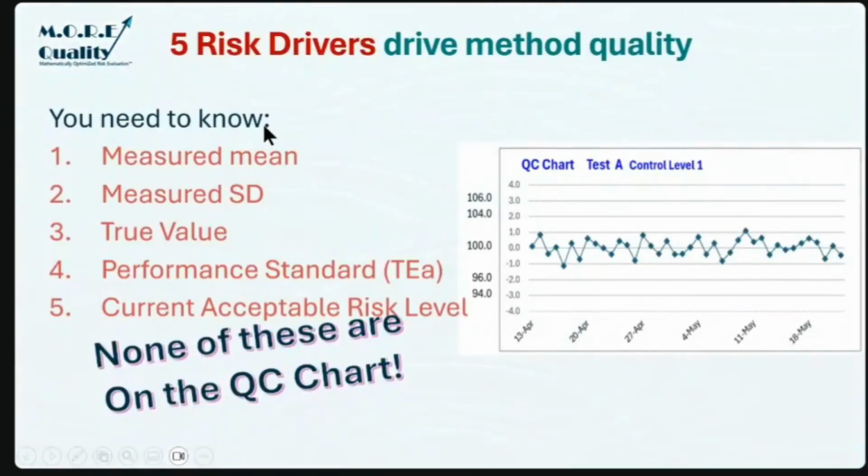You need 5 risk drivers to measure method quality. You need to know the measured mean, the measured SD, the true value, the performance standard, the allowable limit of the total allowable error or the analytical performance standard, and the current acceptable risk level. If you're monitoring quality with only a QC chart, you don't have any of the information that you need to do that.